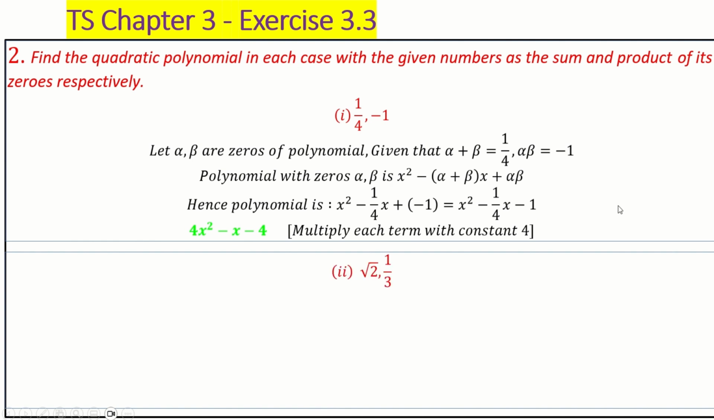So similarly, you can do the next one. Sum of zeros is square root of 2. Product of zeros is 1 by 3. Okay, same way you will do it. Just try it yourself.